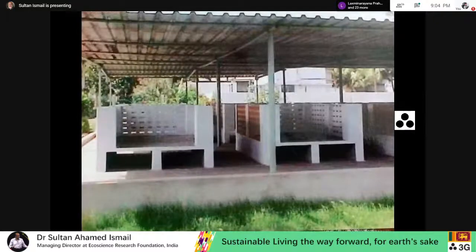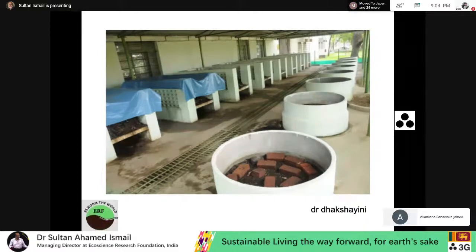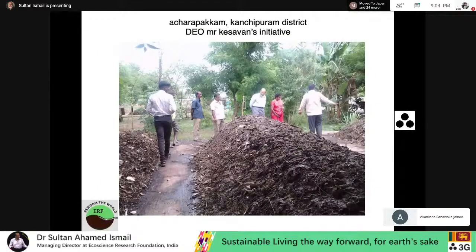I designed it with one side open because it is easy for people to operate. And this was designed by my student Dakshayani for Godrej company, where you do the composting first, and then that compost is given to worms, and the worms produce vermicompost. Many people are doing it now. This is a government initiative.